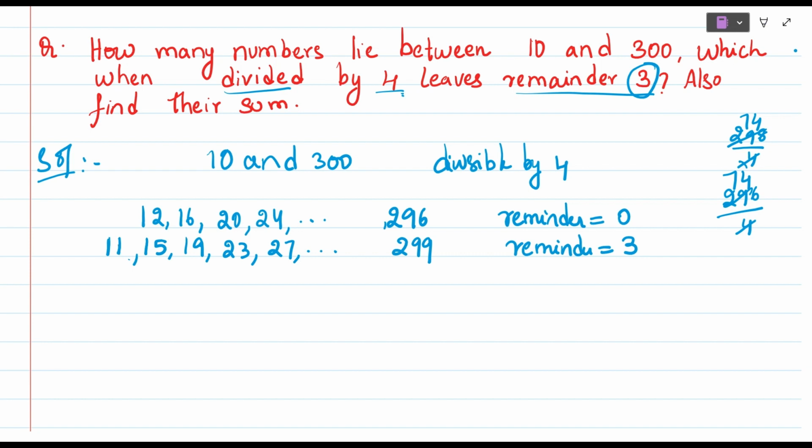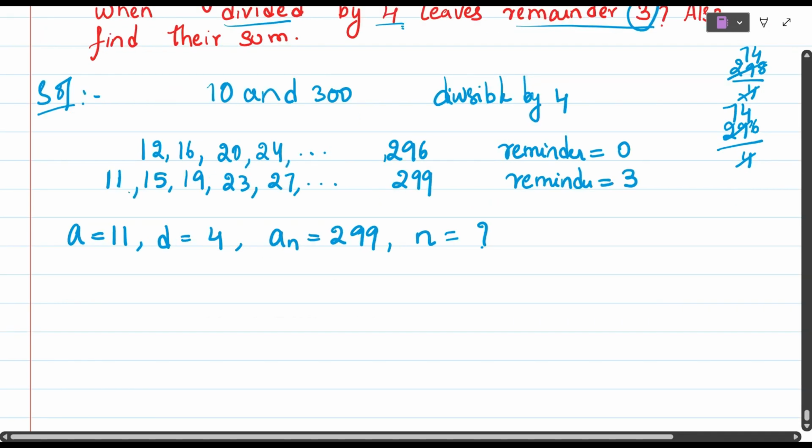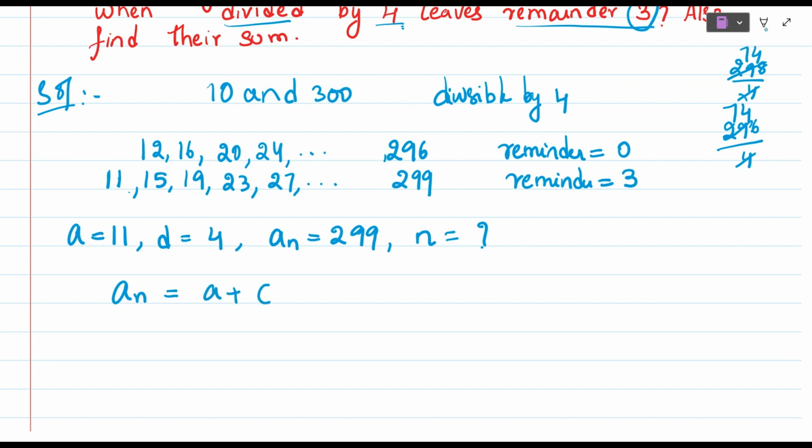Okay. So the first term is 11 and the common difference is 4 and last term is 299. Okay. They are asking us to find the numbers. How many numbers are they asking? So we have to find the value of n. So what is the formula, students? You know the formula is a plus n minus 1 into d. So an we have 299, that is equal to 11 plus n minus 1 into d, which is 4.